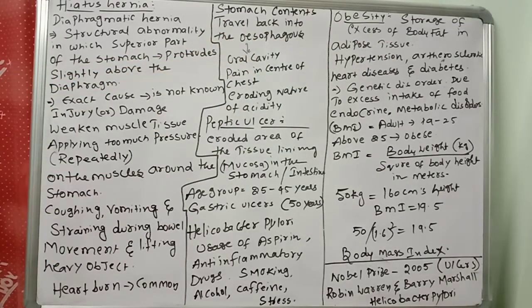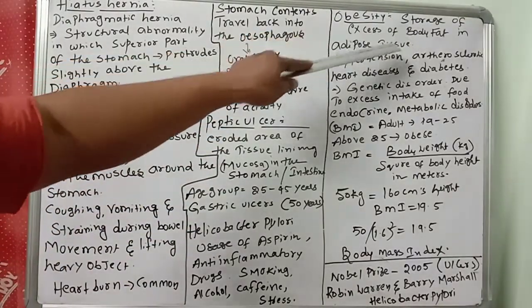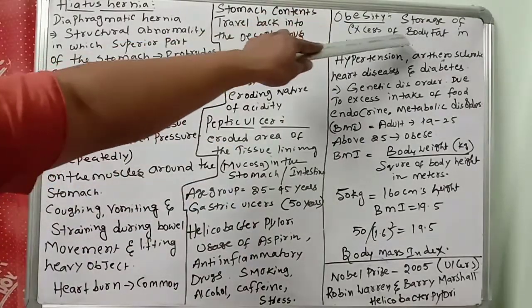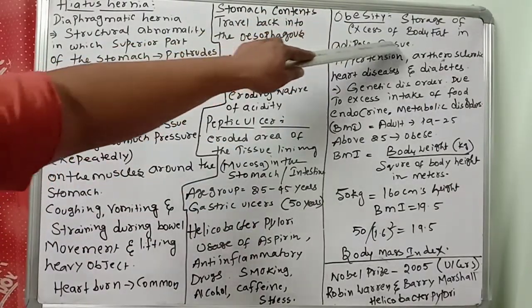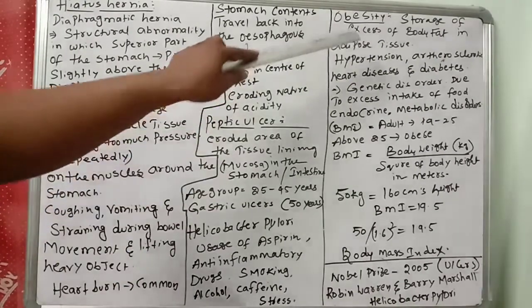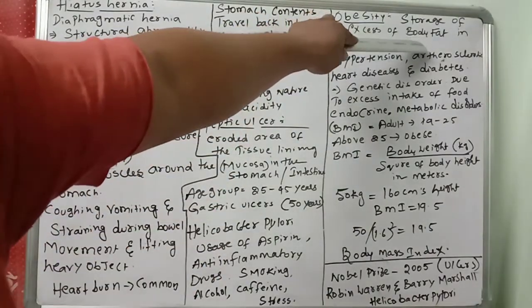So now obesity is caused due to the storage of excess body fat in adipose tissue. Storage of excess body fat in adipose tissue causes obesity. Body fat. What did I say? Body fat.